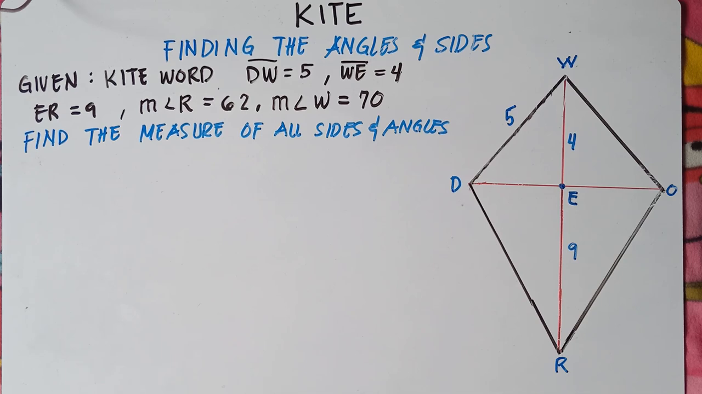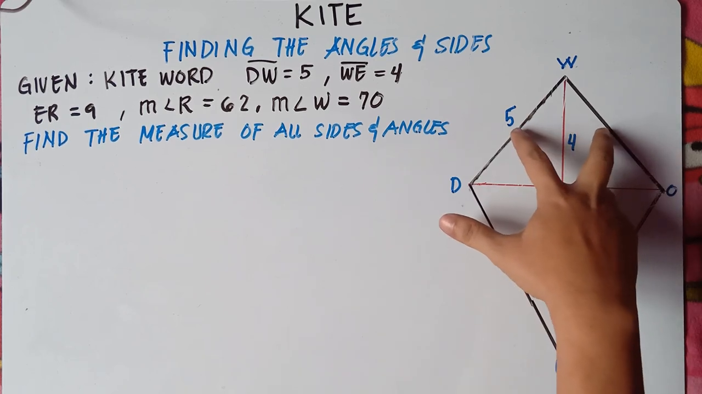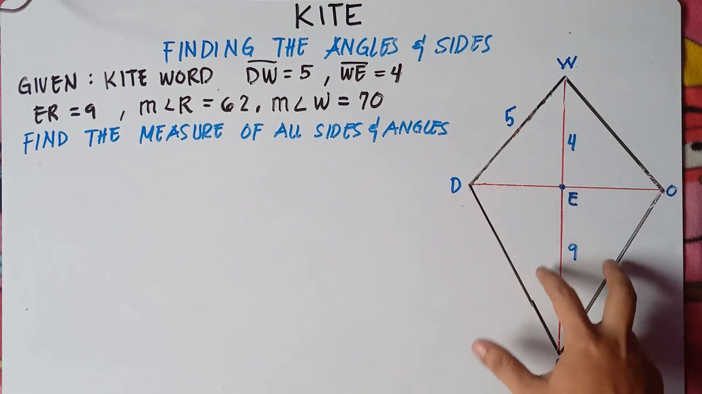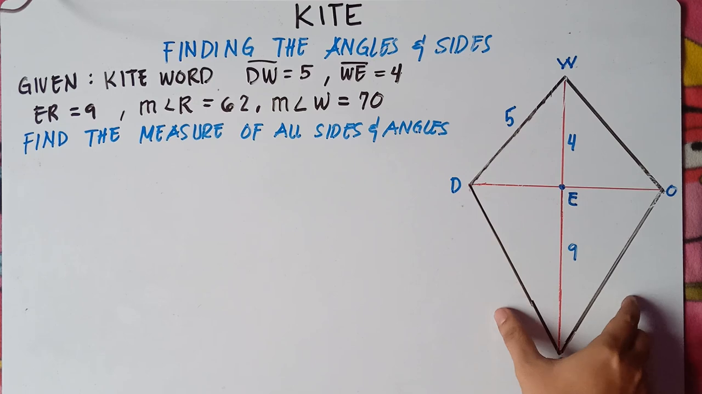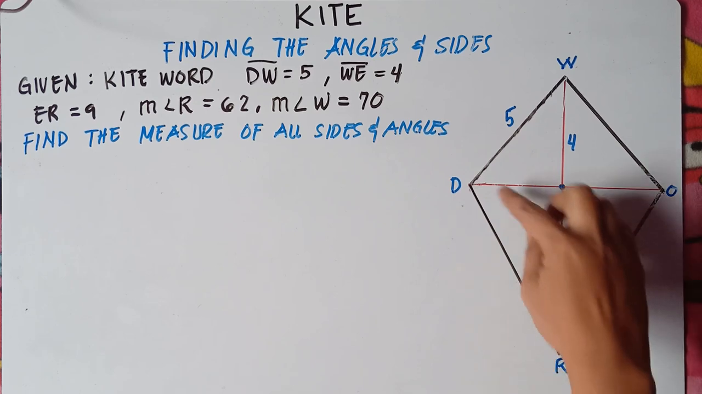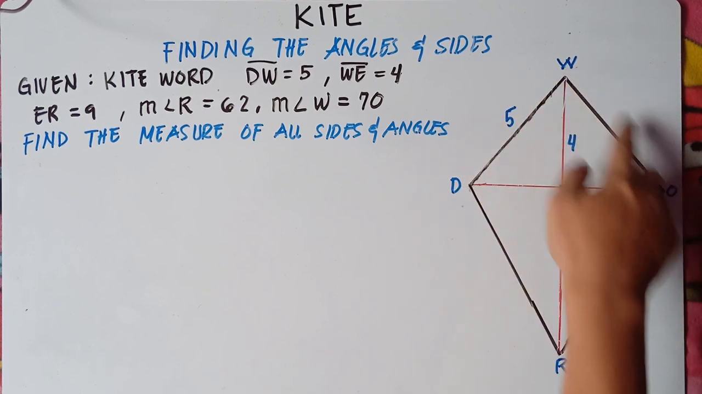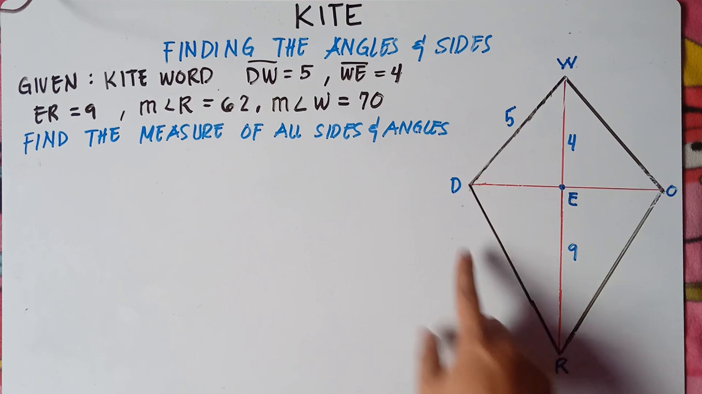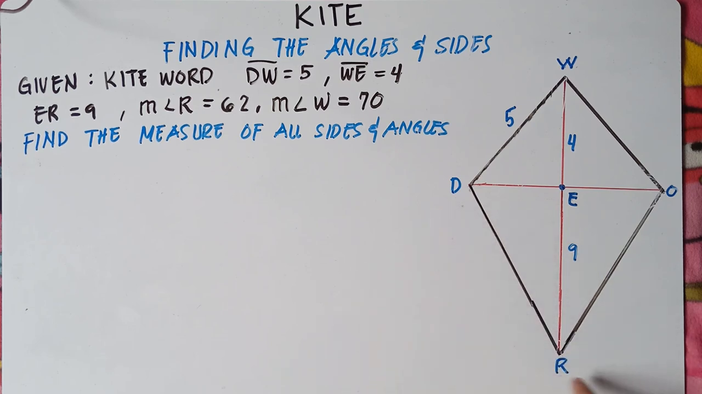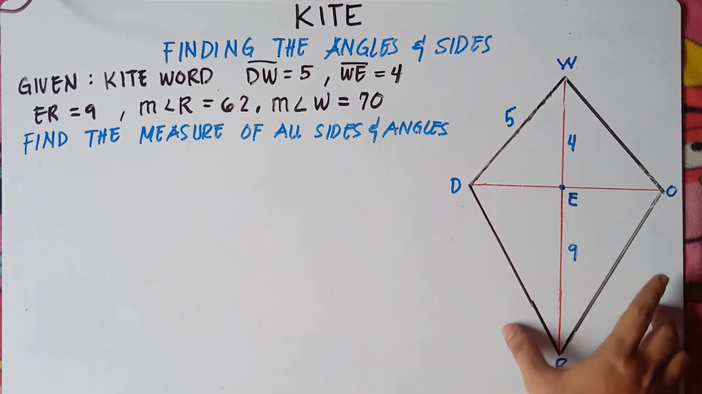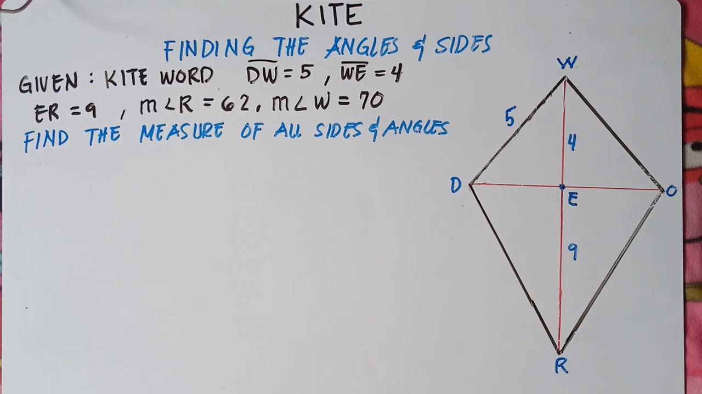So we already know the properties of a kite from the last video that we had. The properties of a kite: the two pairs of adjacent sides are congruent. So this pair right here and this pair are congruent. So DW and WO would be the same measure, and DR and OR would be the same measure. That's the property of a kite.